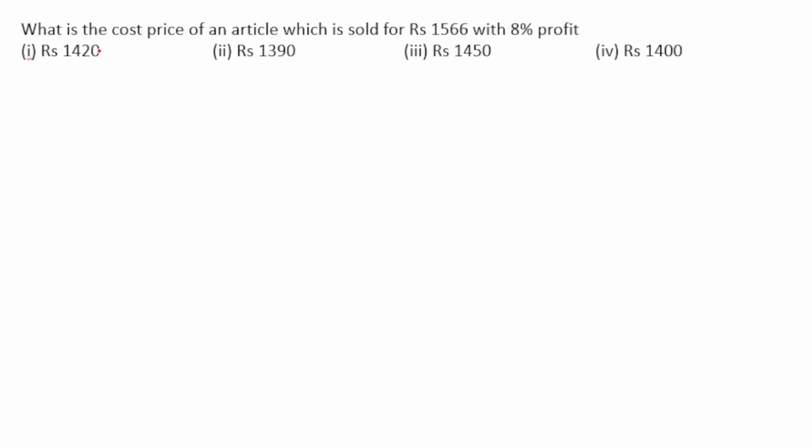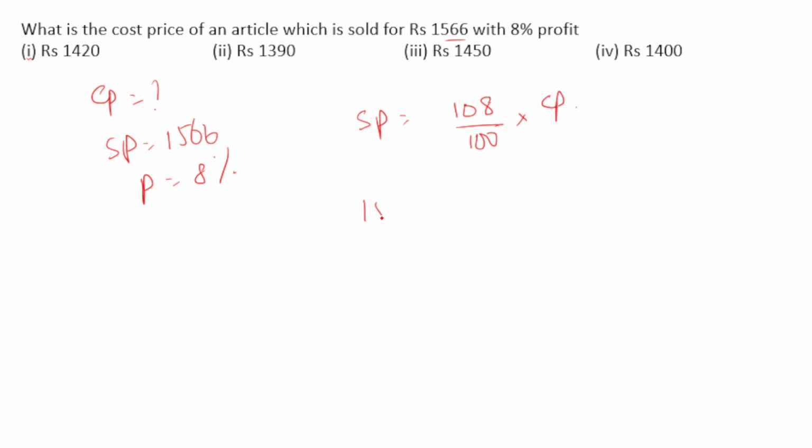Next one, what is the cost price of an article which is sold for 1566 with 8% profit? We have to find cost price, and selling price is given. It is 1566 and profit is equal to 8%. Selling price is equal to 100 plus 8%, it is 108% of cost price. So 1566 into 100 divided by 108 is equal to cost price. If you simplify, you'll get 1450. So the cost price is 1450.